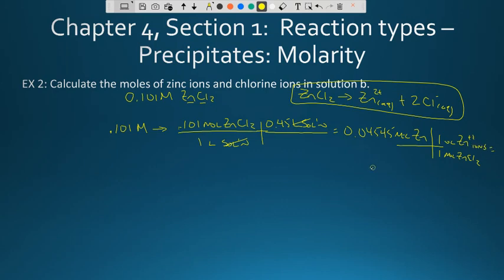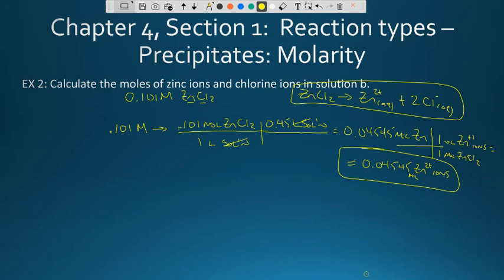Okay, so really what that's saying is a 1:1 ratio, so I have 0.04545 zinc ions. Okay, at least in terms of moles. I should put moles in there. That's how many zinc ions I have.